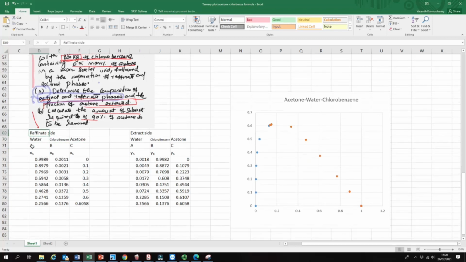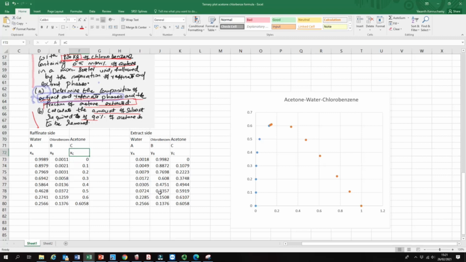So obviously these are the notations we are using at the moment: A, B, C, and then XA, XB, XC. Anything that starts with X refers to the raffinate side, or to your feed solution, and anything that starts with Y refers to your extract side, or to your solvent. I think this is fine at the moment. So again, anything that starts with Y refers to your extract side. Don't forget this one.